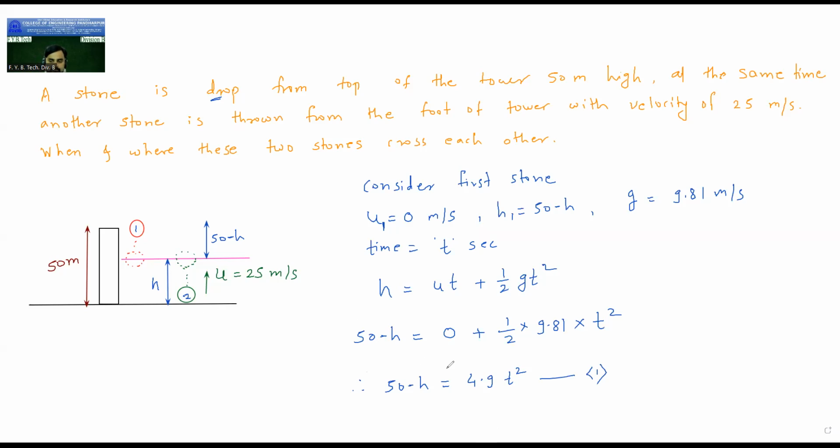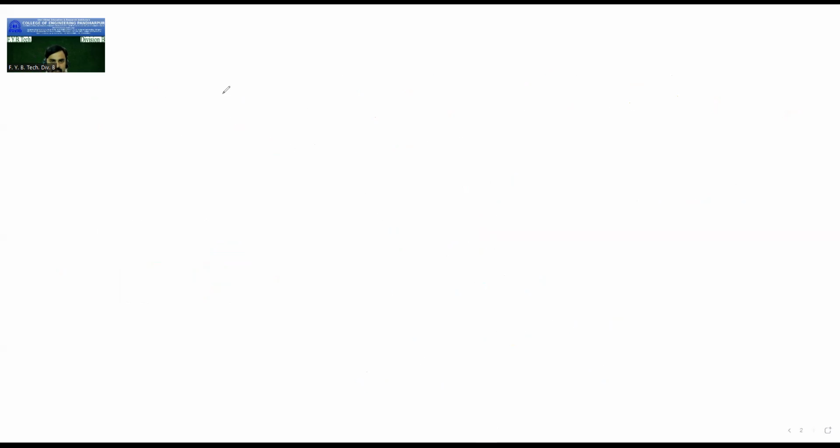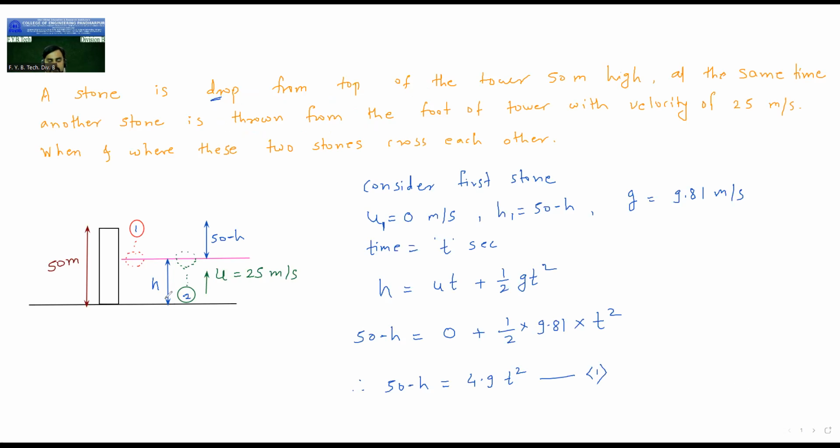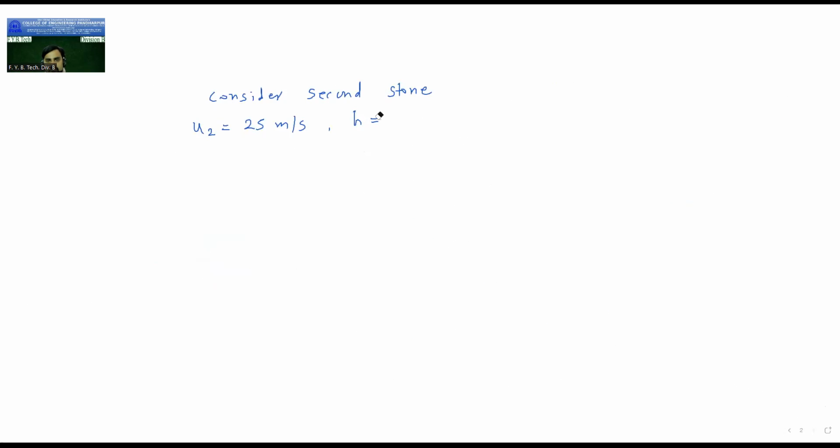Now think about the second stone. If you consider the second stone, u2 is the initial velocity, which is given as 25 meter per second. The height for the second stone is equal to h. Then g is equal to minus 9.81 meter per second square. Why is it minus? Because it is moving upward.